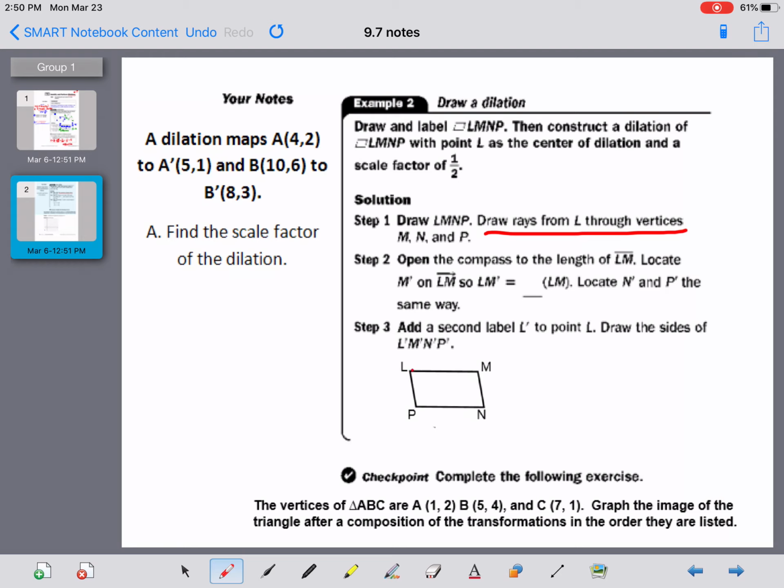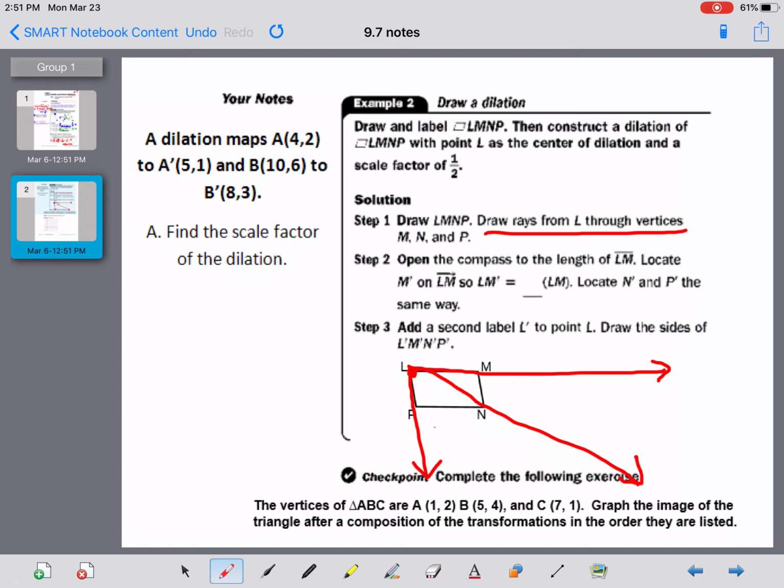So I'm drawing rays from L through the vertices M, N, and P. So L is going to be my center of dilation, and I'm going to go through point M. If you have your geometer, this is a good time to use it to get a nice straight edge. With my stylus and stuff, I don't have good tools, so I'm going to freehand it, which is not the best option, but it'll kind of get the point across. So I go from L through point M. There's my first dilation ray. From L through point N, there's my next dilation ray. And from L through point P, there's my last dilation ray.